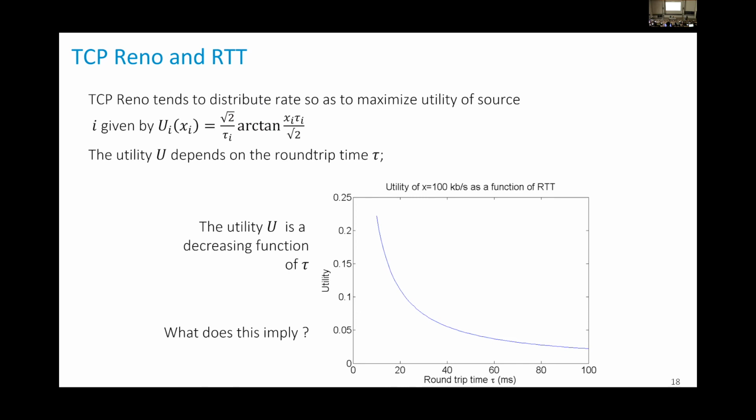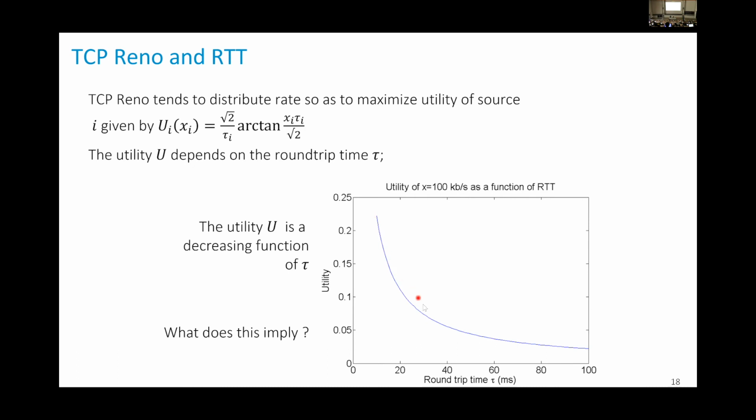What does it mean? It means that we can reason, at least in a simplified model, as if all the TCP connections implementing TCP New Reno are collaborating. In fact, they are implementing a distributed solution to solving an optimization problem, which is to maximize the sum of the utility functions of all TCP sources. But the utility function now depends on tau.